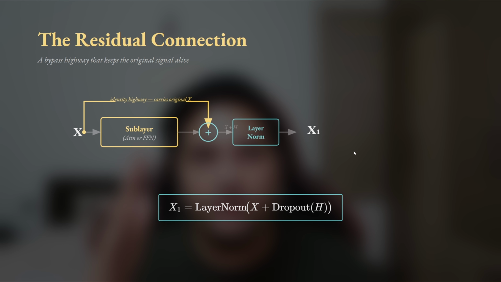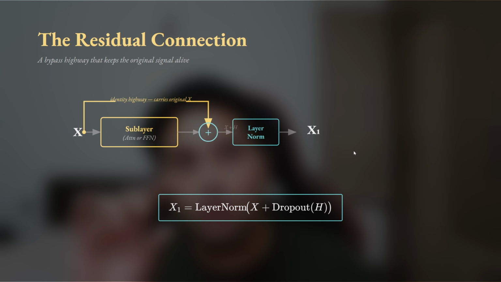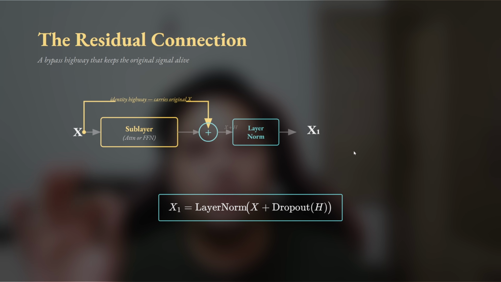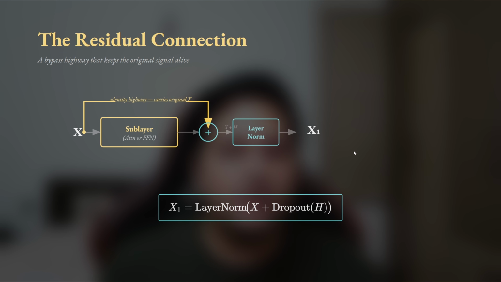The X plus H immediately passes through a layer norm, which we will examine in the next slide. The normalized result exists as X1. That is the complete residual sublayer computation. Add, bypass, normalize, and continue. The precise formula is actually given below.